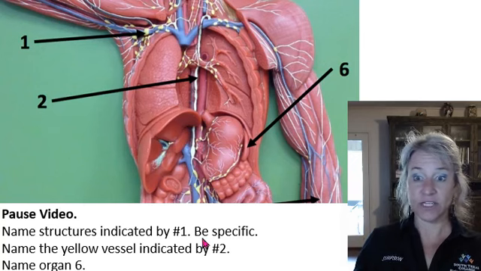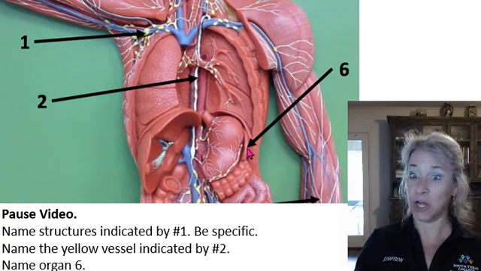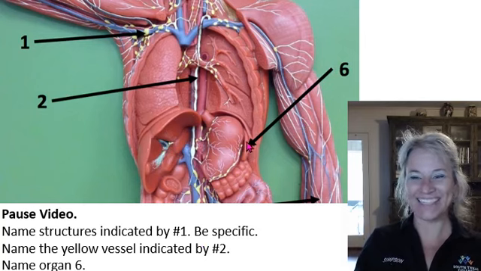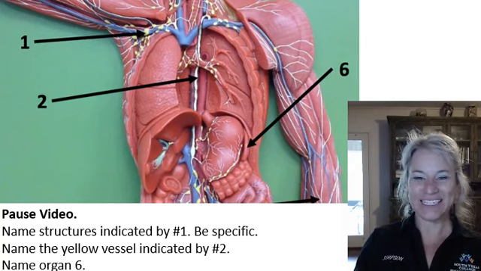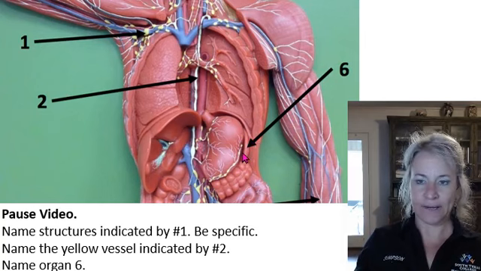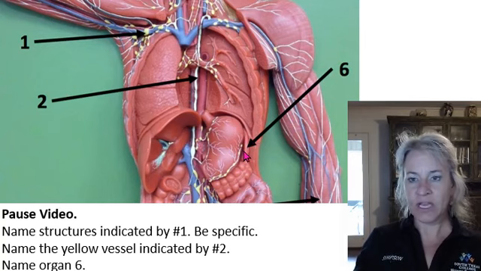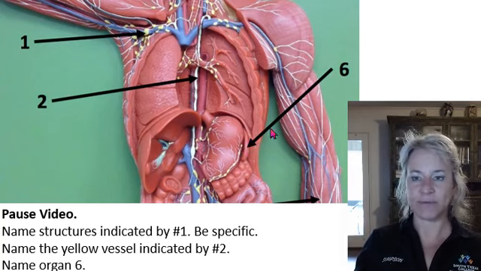So let's pause the video and name those structures real quick. Oh, I didn't point out this guy. Do you happen to know what is the organ number 6? I didn't point him out. But that one is the spleen. The spleen is going to be right next to your stomach. It is kind of behind the stomach and protected by the ribs.